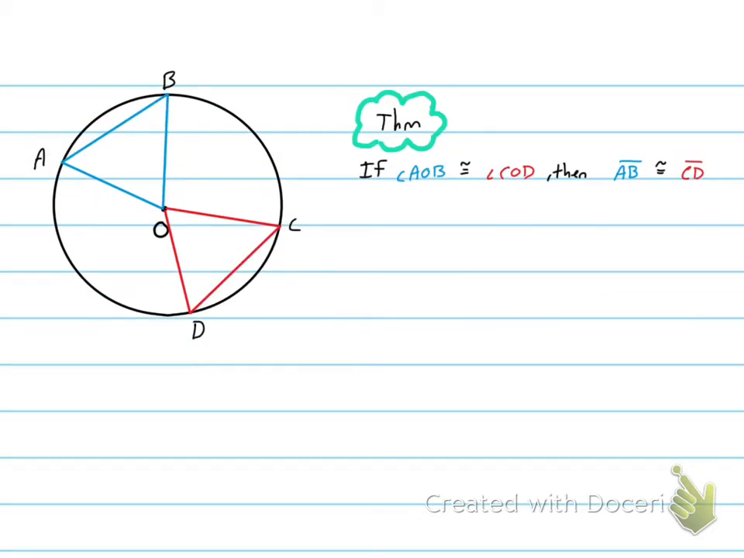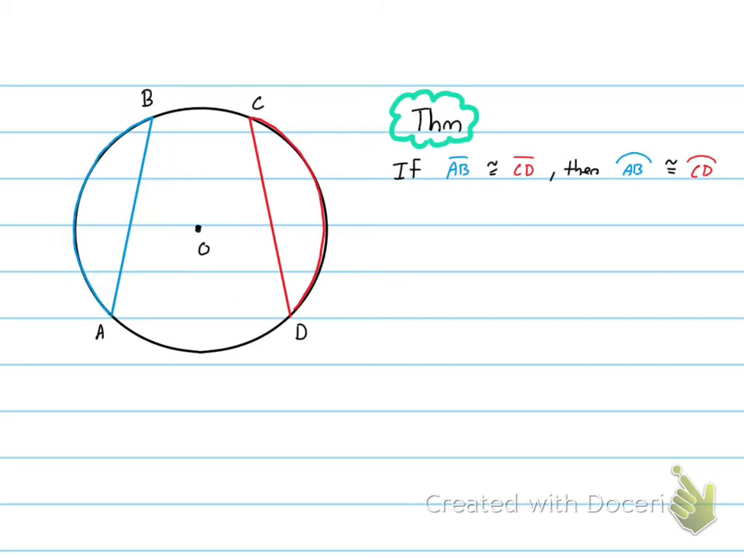Looking at a similar diagram here, but now I'm looking at some chords. If angle AOB is congruent to angle COD, then chord AB is congruent to chord CD. This one also works the other way. So if I knew that chord AB and chord CD matched up, then I would know that the angles were congruent as well. Next theorem.